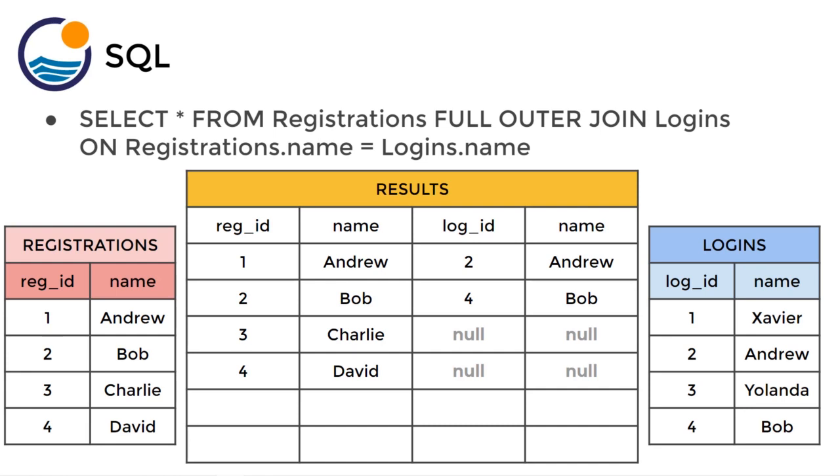And since this is a full outer join on logins, we also need to fill in the rest of logins, which was Xavier and Yolanda, and then the corresponding null values for the registrations table because they were only present in the logins table. So this is what it would look like to do a full outer join on these two tables on the name column. We grab everything and then fill in null values where we only had a row present in one particular table. So this is the easiest outer join to understand because you're essentially just grabbing everything.